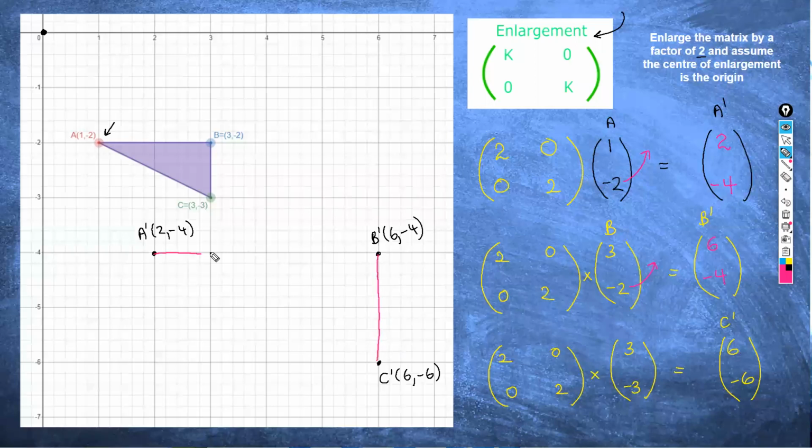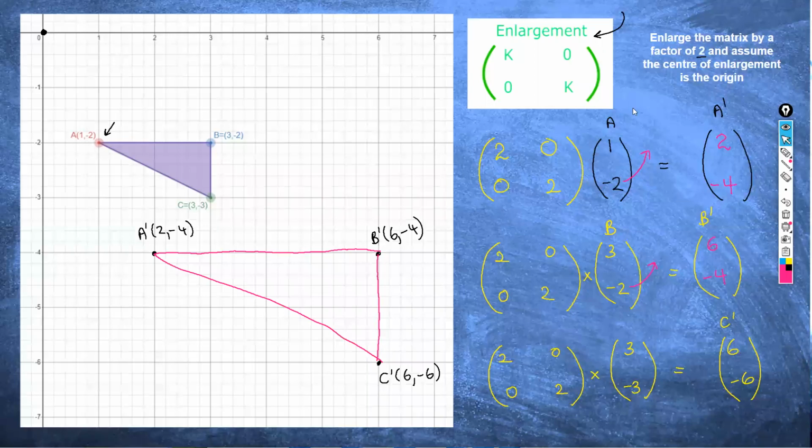Tell me something. Does this triangle look twice as large? There's an easy way to verify it. You just take one side. In the original shape, this side was how many blocks? One, two big blocks. And over here it's 1, 2, 3, 4. And this side was one big block, and now it is 1, 2. So you can just visually see that this triangle is twice as large.